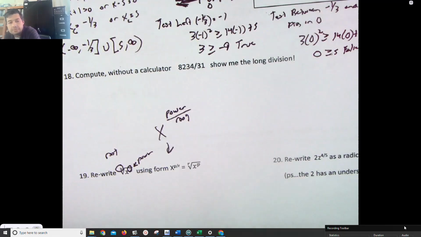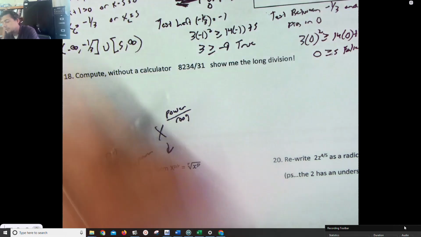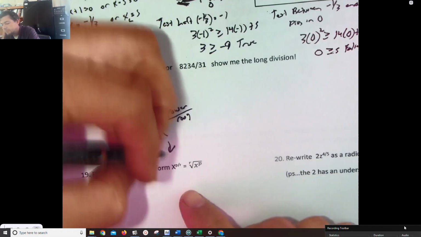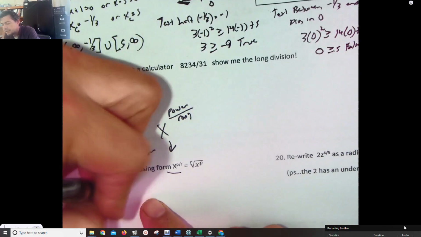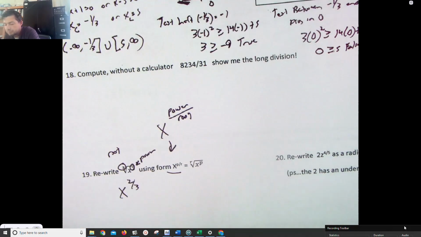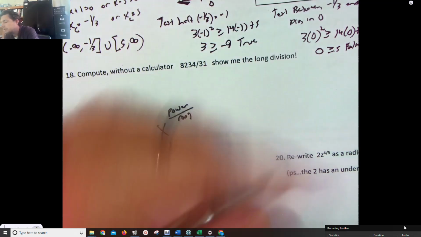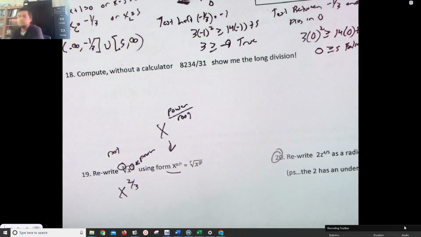The root is the subscript of the radical, or the superscript on the radical. The power is the superscript on the variable. So once I've picked them out, I'm just going to rewrite this as x to the 2/3. That's all I got to do. That's it. And hopefully that helps you figure out 20. But you be very careful about 20. Very, very careful about 20.